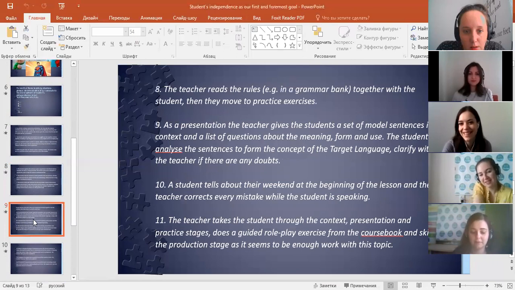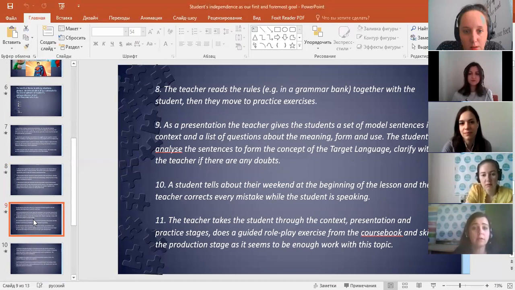No, it's not a very successful example. I think if it's a high-level student, we can ask him to read the rules and then tell us something that was new for him, but not read together. What to do with these rules if not to read? Just curious. So why would we have this grammar bank?